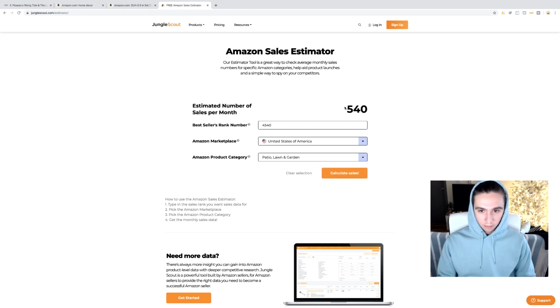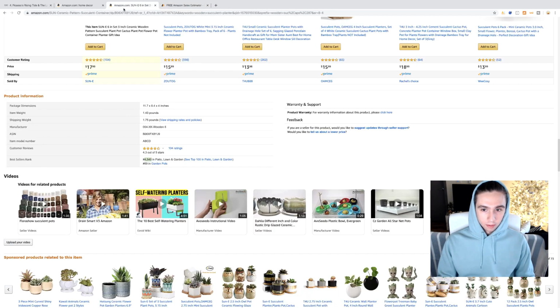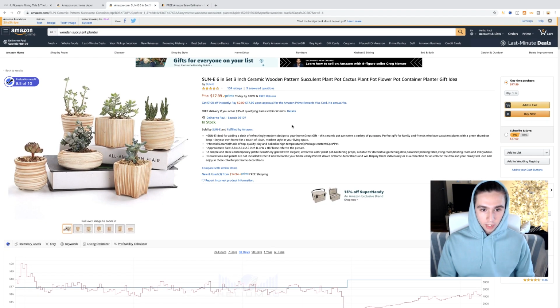Cool. So calculate sales. It's saying 540 per month. You would break that down into daily, which would be about 18 per day, give or take. And then you could get a revenue by doing 540 multiplied by 18. So if we were to do that right here, get about 9,720.